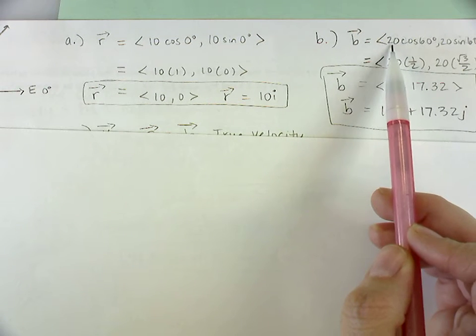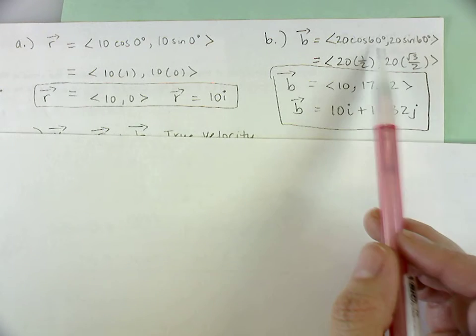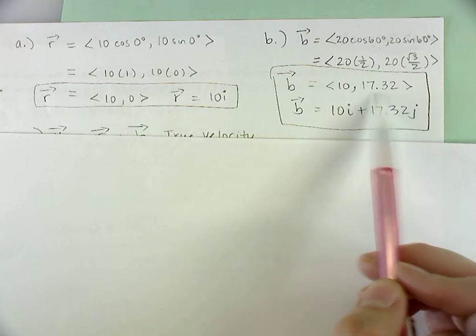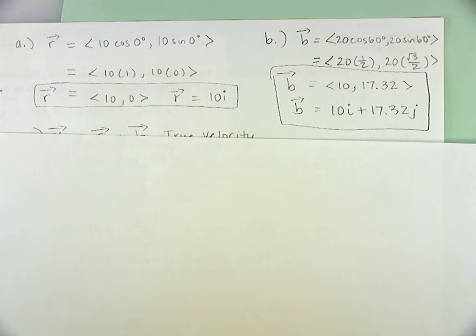So I'm going to take the magnitude, which is 20, and then the theta value, which is 60. And then you'll get 10 and then 17.32. Or if you left this as 10 root 3, that wouldn't be a problem. Normally what we're going to do is round to the nearest hundredth because we're going to end up adding those together. Do you guys have any questions for me on A and B? All right, so let's go to C.